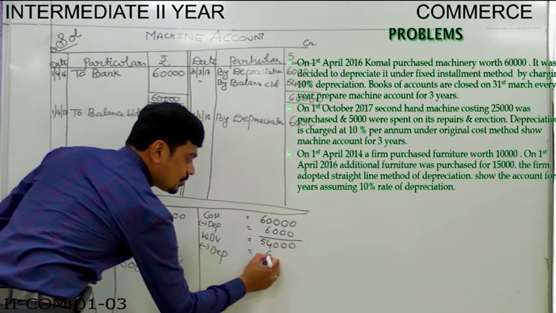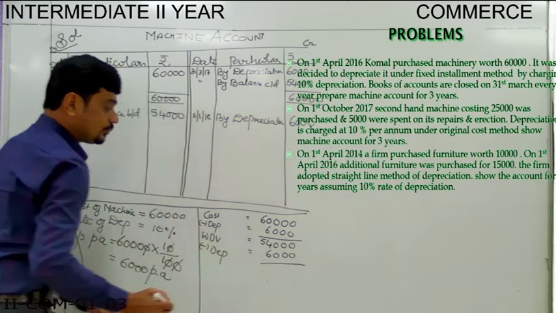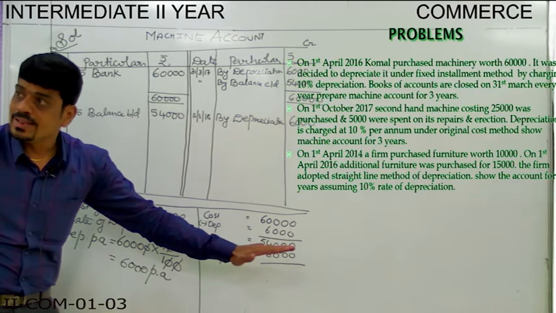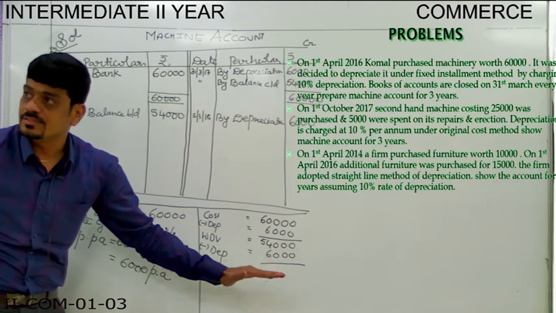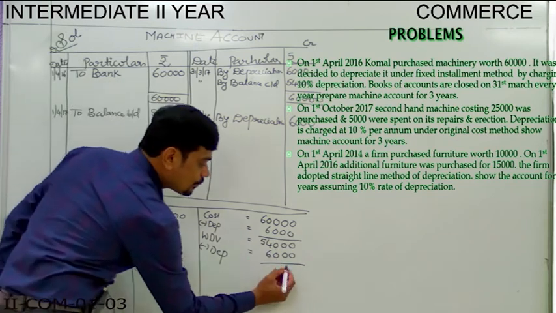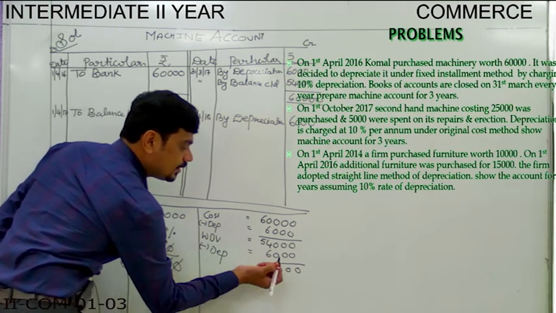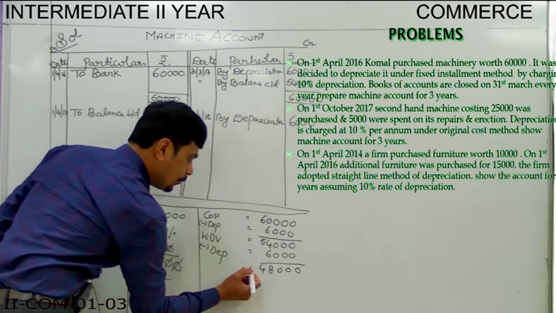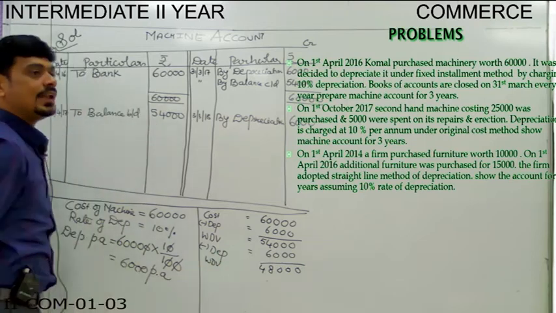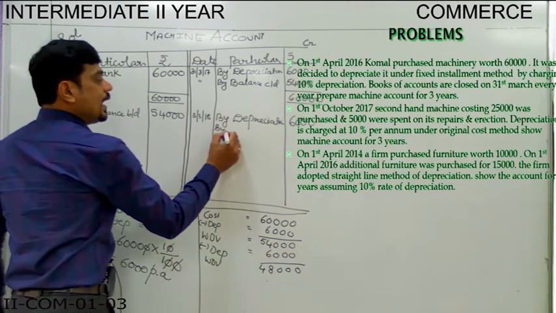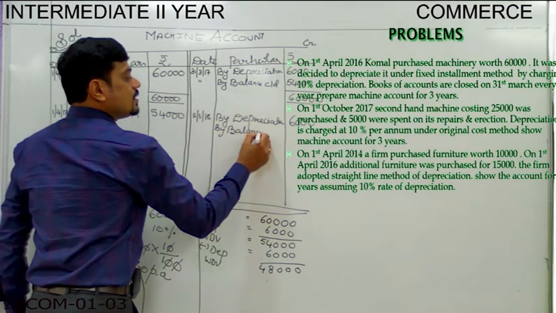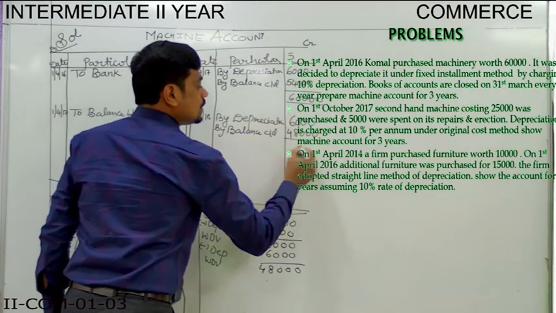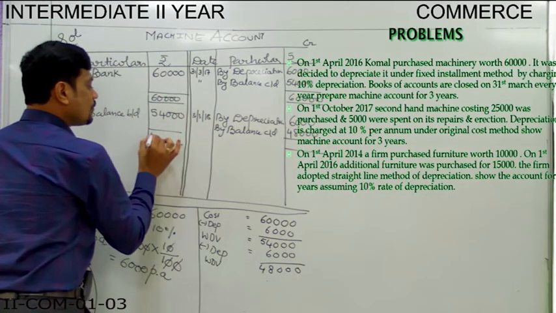Minus depreciation 6,000. Always keep in mind the place of decimals. According to the place of decimals, write the figures, that is the numbers, so that you will get the correct answer. So 0, 0, 0. 4 minus 6, possible? No. So borrow. 14 minus 6, 8. Left over 4, 4. What will we call it? Written down value. So close the account again. By balance carried down, 48,000. Close it with total of 54,000.